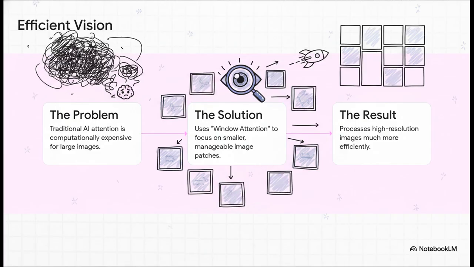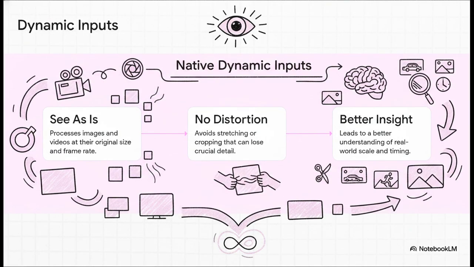See, traditional AIs try to look at a whole high-res image at once, and that is just computationally brutal. It's super slow. What Qwen does is use something called window attention. It's smarter. It focuses on smaller patches of the image one at a time, which lets it process way more detail, way more efficiently.